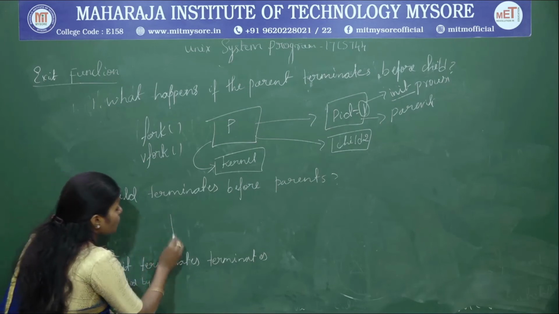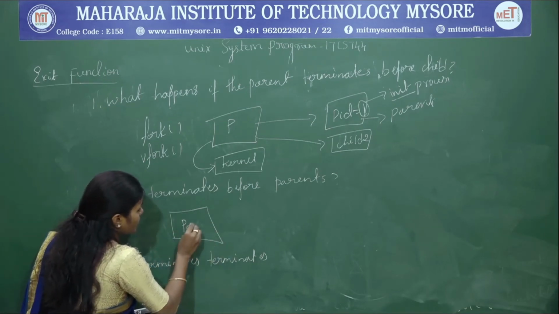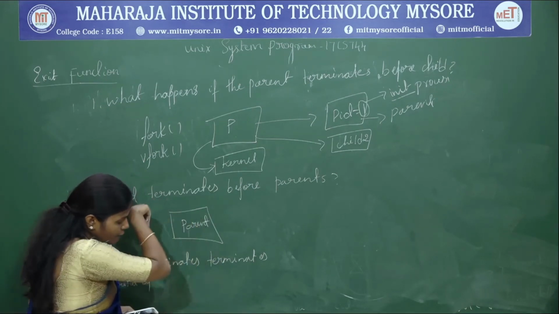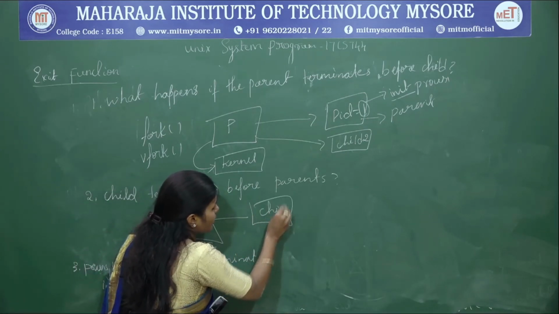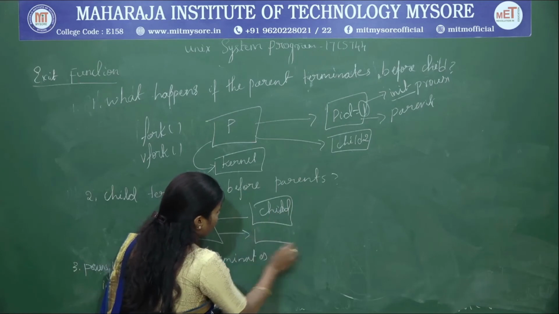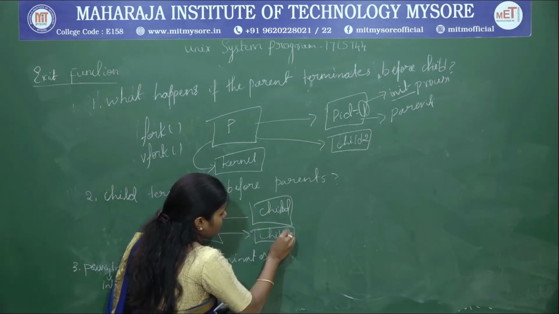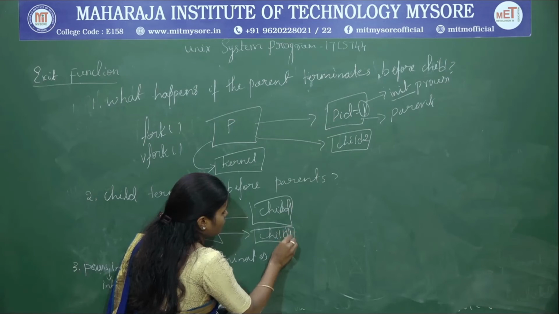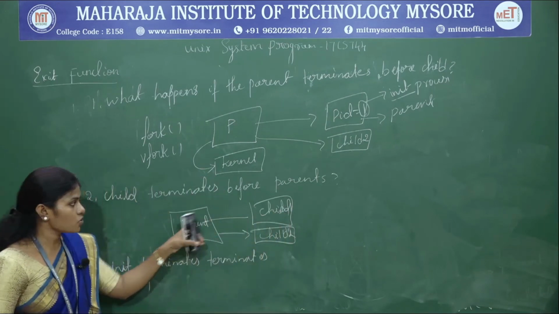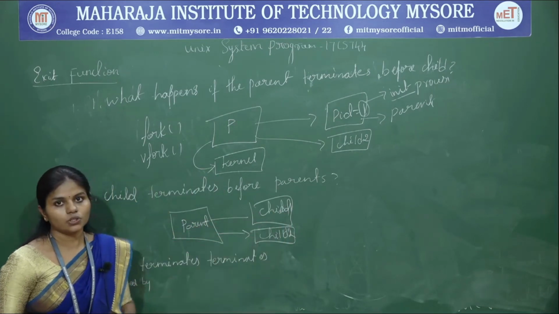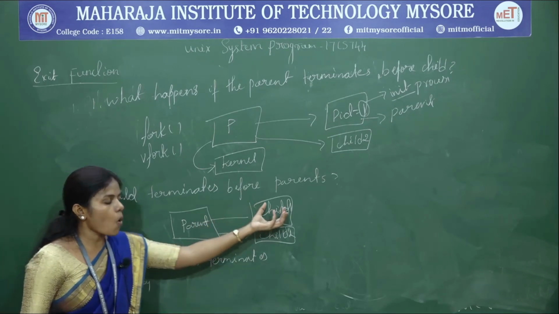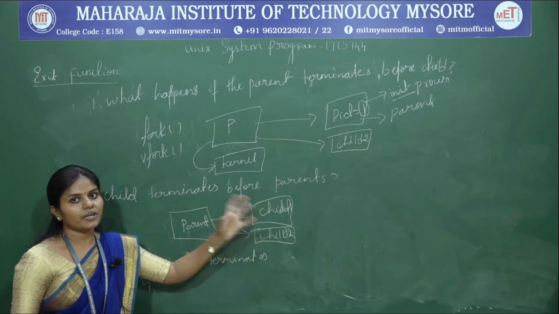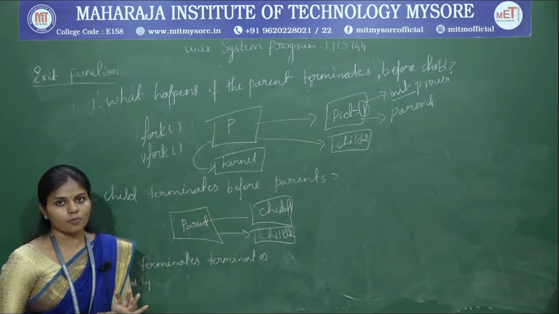See here, when the parent is going to be created by using the fork command or vfork command, now the child is going to be created, child 1 and 2, right? So now the parent is going to create the child 1 and the child 2. Now the parent is going to wait for all its children to terminate successfully or abnormally, right?